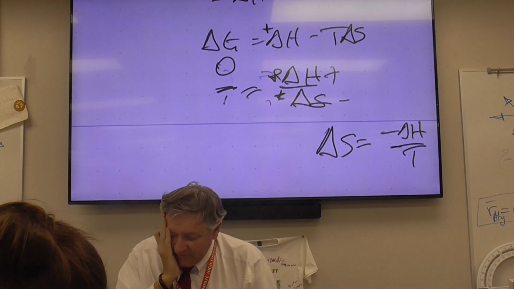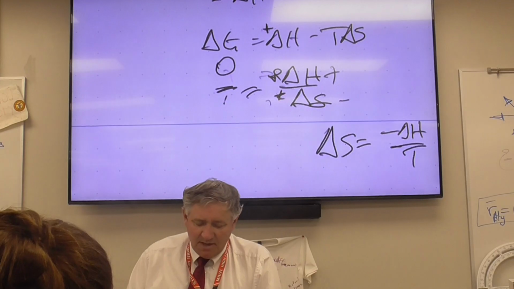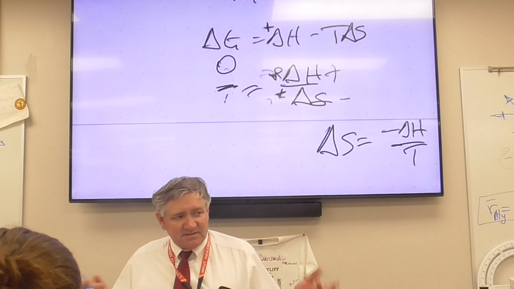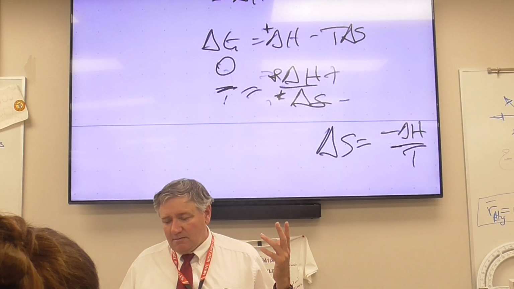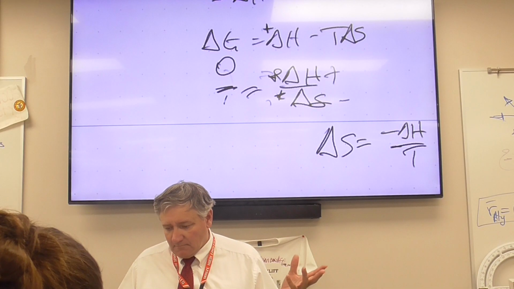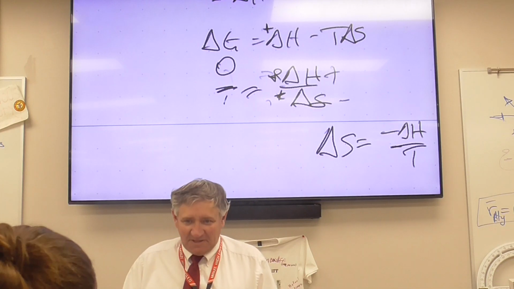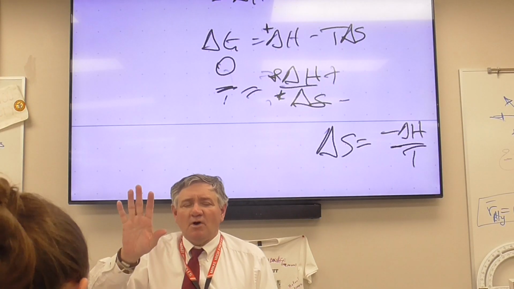So on 44, which one has the higher standard molar entropy? Basically, if it's not balanced, then that's going to be more entropy. So it'd be the second one, propylene. Yes, cool.